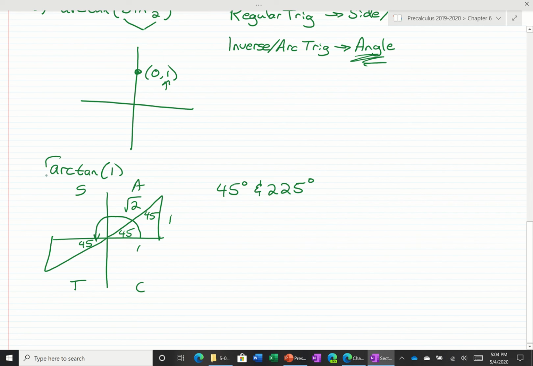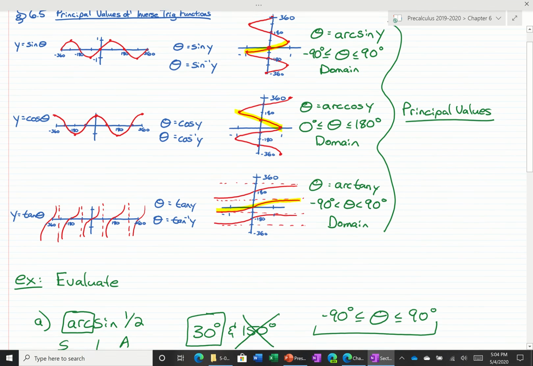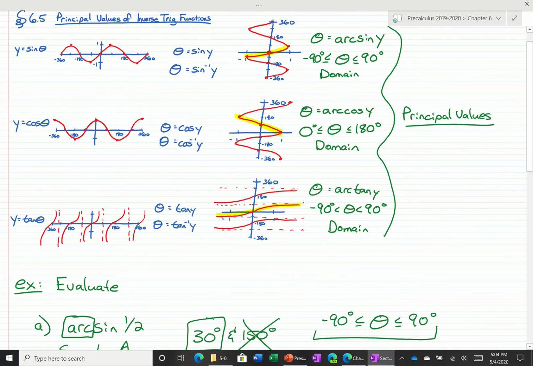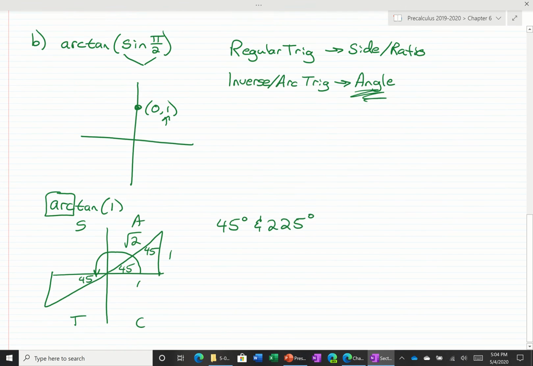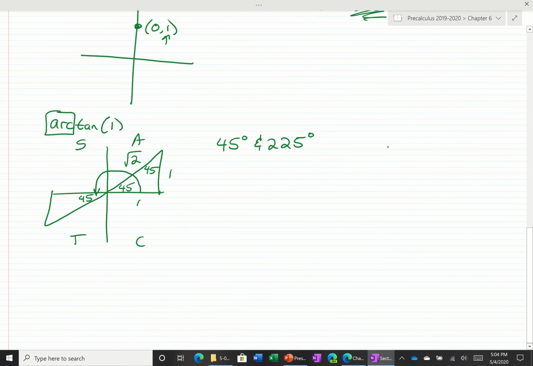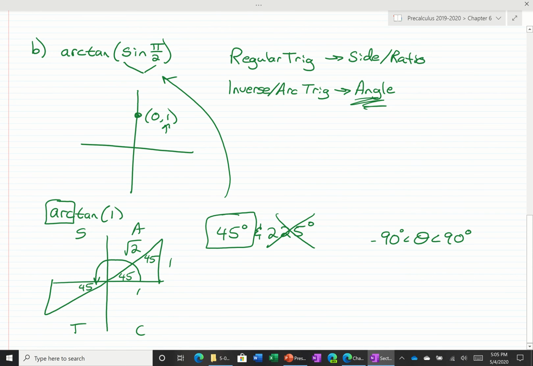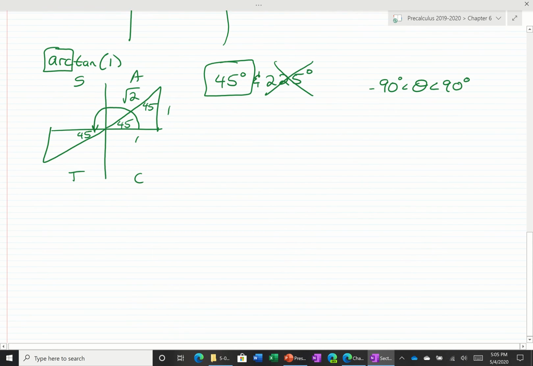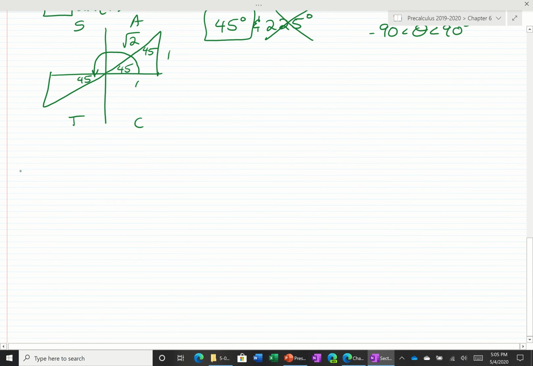Now, because this was an arc tangent, we don't want both of those answers. If you go back to what we said from the graph, tangent is only defined from -90 to 90 right here. So we're only going to pick the answer between -90 and 90. And that would mean just 45. If you were to type this into your calculator, that would be the answer, 45 degrees. We'll do one more, and then I'll give you your homework.